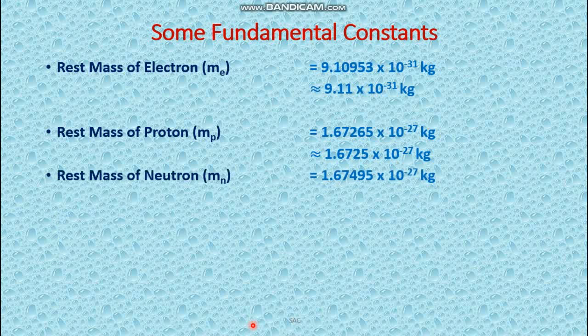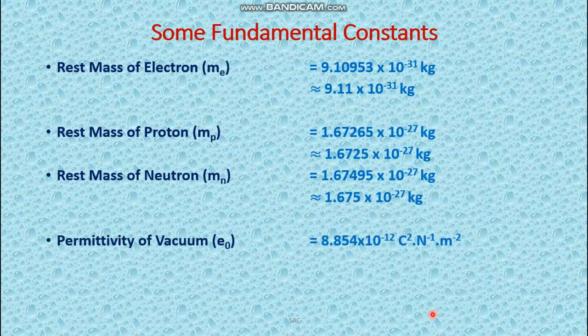And rest mass of neutron is just a little bit heavier than proton. It was 265 for a proton, for a neutron it is 495, or in short we write this as 1.6750, that means 675 only, into 10 to the minus 27 kilogram. Or in gram you can convert this into 10 to the minus 24 gram. Here instead of minus 31, minus 28 gram.